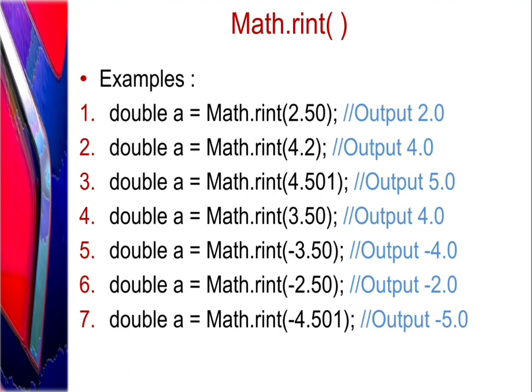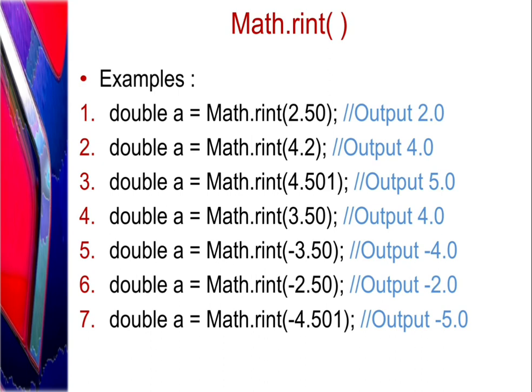See the next example, 4.501. Now it is even, but it is larger than 0.5, that's why it is moving further. We have to move further if it is more than 0.5. See, 3.50. 0.5 means moving further. 4.0 minus 3.5 means again rint moves towards minus 4.